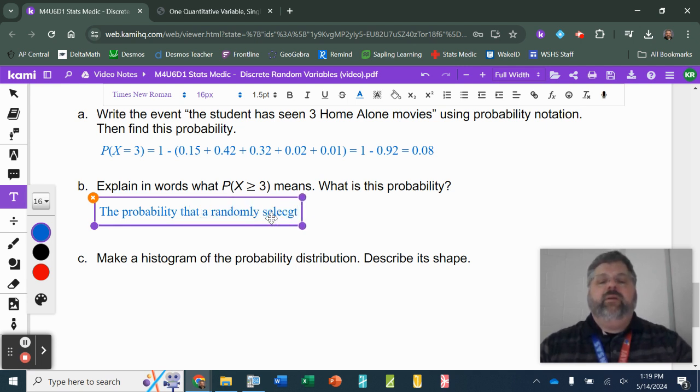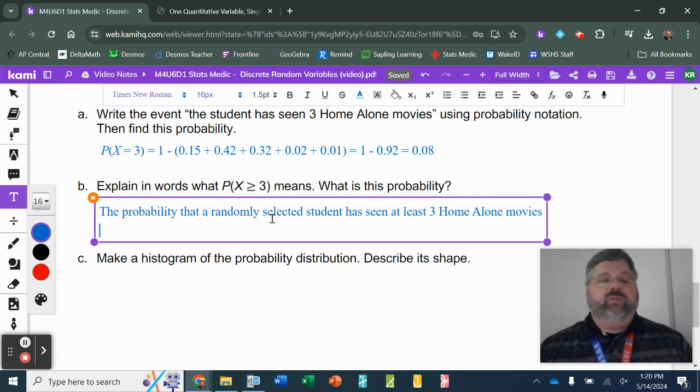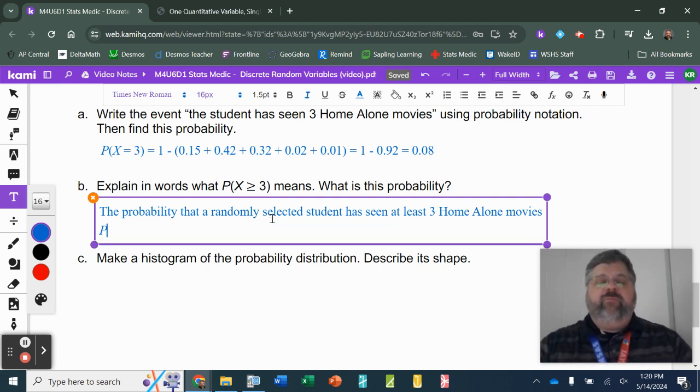selected student. Now, this was not from my classroom. This is data that was given on this activity. Selected student has seen at least 3 Home Alone movies or films. There we go. The probability that a randomly selected student has seen at least 3 Home Alone movies or films. Then it asks us, what is this probability? So I'm going to go ahead and complete my notation. Always use notation when you're finding a probability because it helps somebody that comes along and looks at your work identify what it is that you were doing.